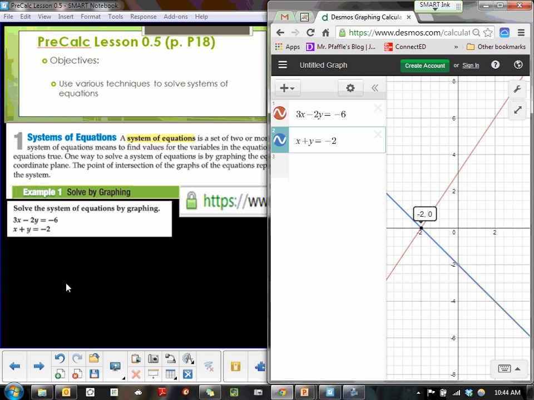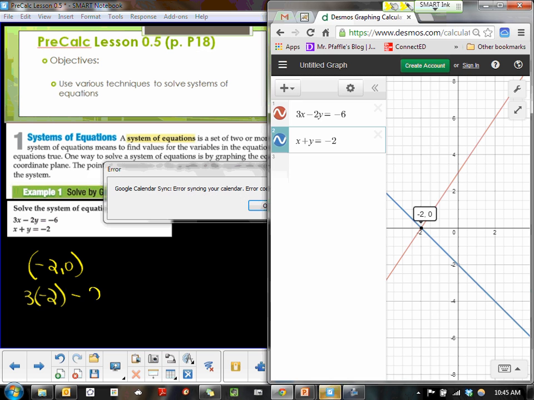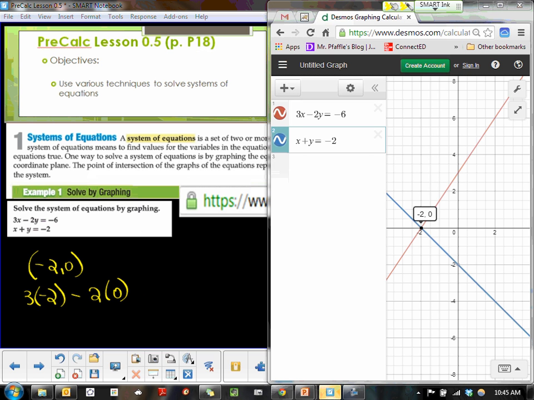So the solution of this system is the ordered pair negative 2, 0. As I said, if you find the solution, then you should be able to plug these back in for the x and the y. So 3 times negative 2 minus 2 times 0 equals negative 6. Does it satisfy? That's negative 6 minus 0 equals negative 6. It appears that it satisfies this equation, but it must also satisfy the other equation.